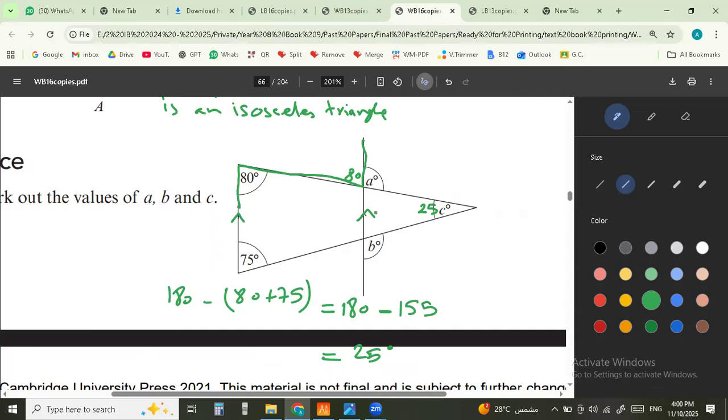This is 80, so this is also 80. Then A is what? It's going to be 100 because they add up to 180 degrees together. This is 75, the same Z letter here. So this is 75, alternate interior angle. So this is going to be 105 degrees, making it the straight line or the straight angle.